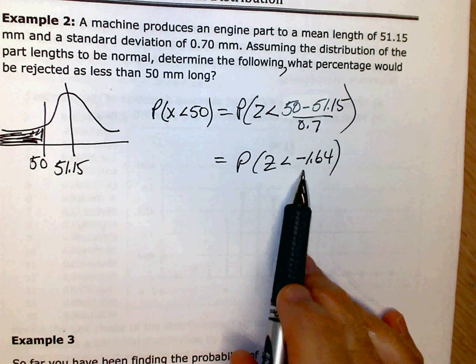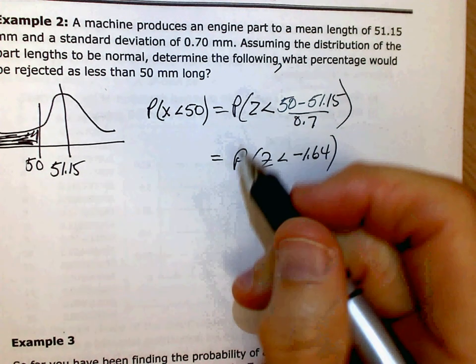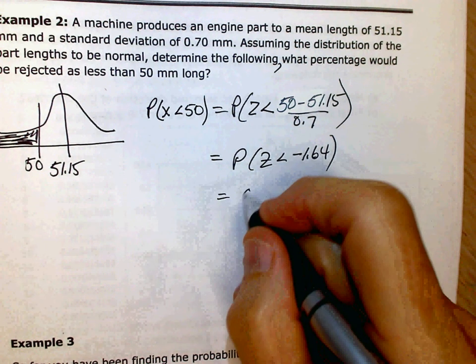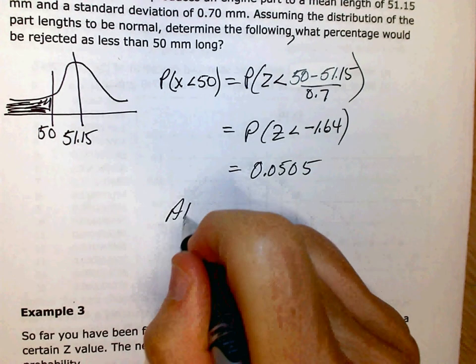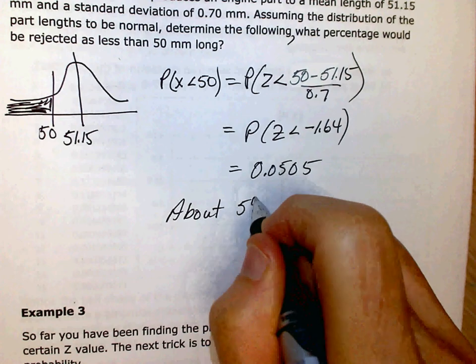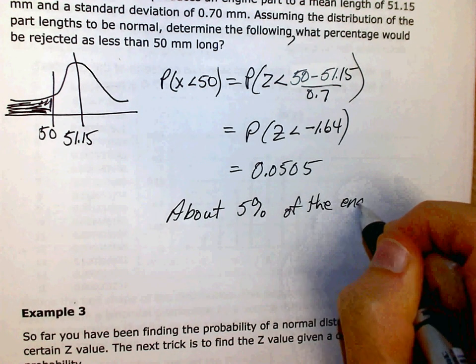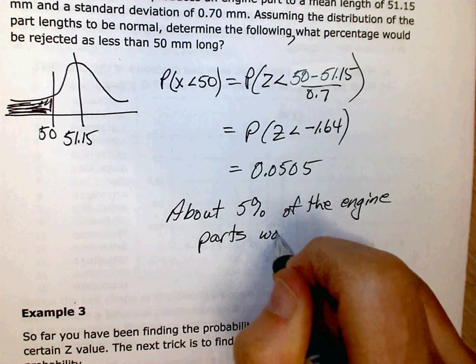So now we have to use the columns, right? Can you guys look that up and tell me what you get? Negative 1.64. 0.0505. Perfect. So about 5% of the engine parts would be rejected.